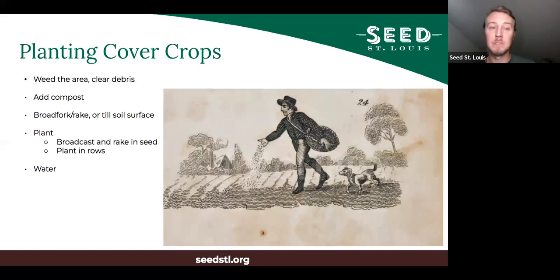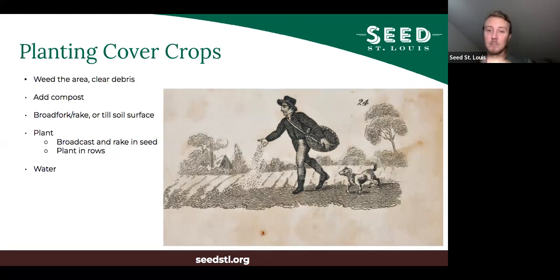So planting cover crops is basically like planting anything else from a seed. You weed the area, clear it of debris, and add some compost if you have compost available. This is usually when I like to broad fork the garden, or use a digging fork, to break up any compaction that happened over the season if I need to. So not tilling, not turning the soil, but just loosening, lifting, and cracking it. And then I'll rake the soil to smooth it out a little bit, and then I'll plant it.